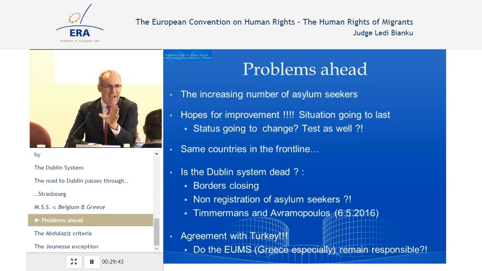But for sure, I've seen how the Dublin system has been dying for years. But this was accepted by the European Commission in 2016, so it's a five-year delay.